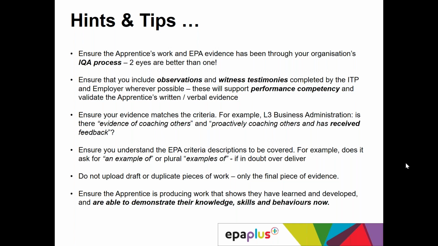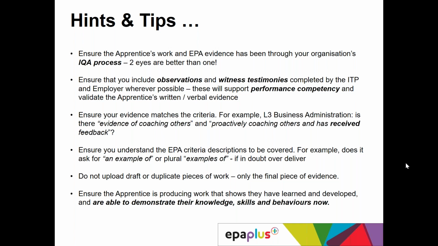Again, on this second one, this is round customer service. So ensure you understand the criteria descriptions. Does it ask for an example of or plural examples of? We've had people miss out on marks and grades because they were only giving one example when the criteria specifically looked for examples of, and if in doubt, always over deliver. If you're not sure one's going to be enough, find another one and put that forward.